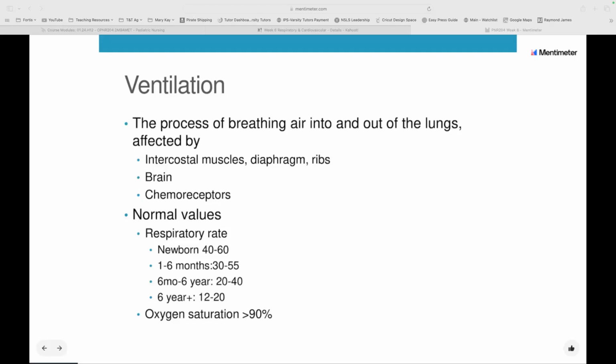When we have chronic lung disease, our receptors get really used to that high CO2 level, so they don't stimulate the lungs to breathe faster. So we can have a decreased respiratory effort, and that can eventually lead to respiratory failure if it's not treated.